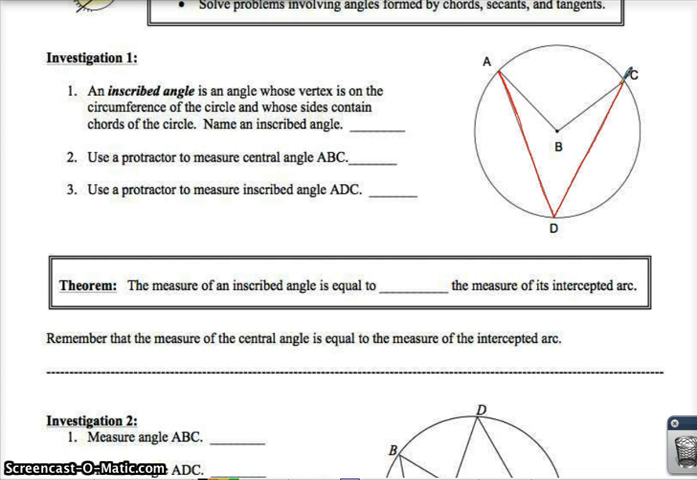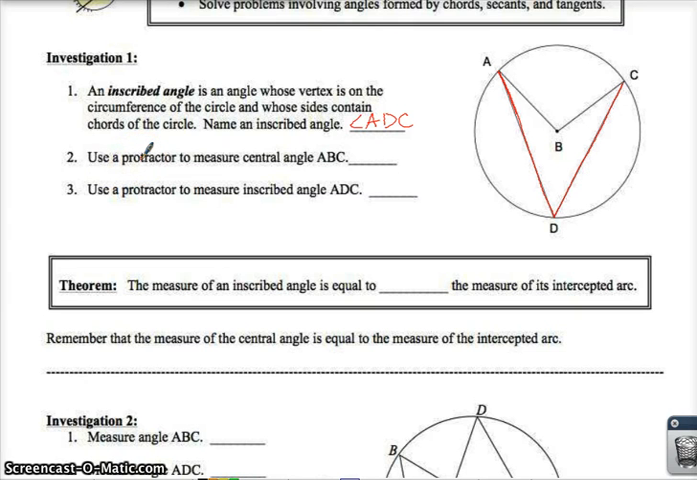So name an inscribed angle. Well, I just did that. It's angle ADC. So why is DAB not an inscribed angle? Or why is DCB not an inscribed angle? Think about that, and hopefully you know that answer based on the definition.